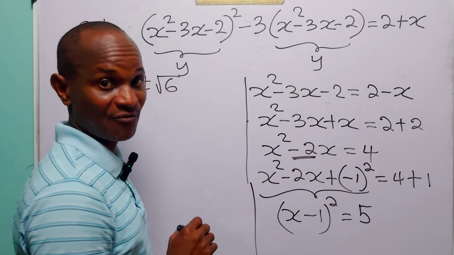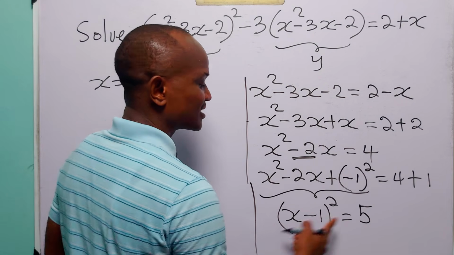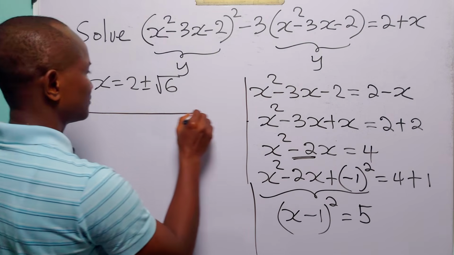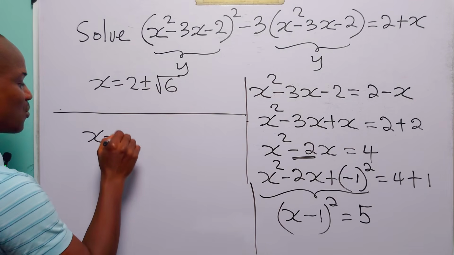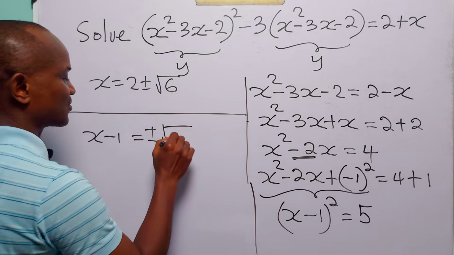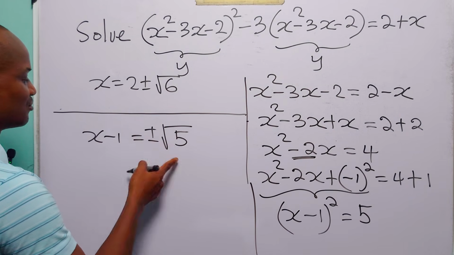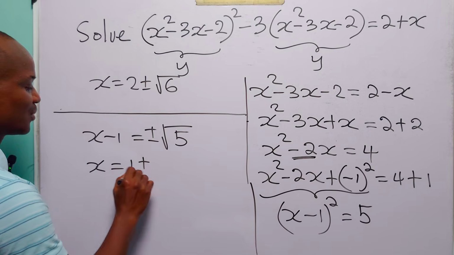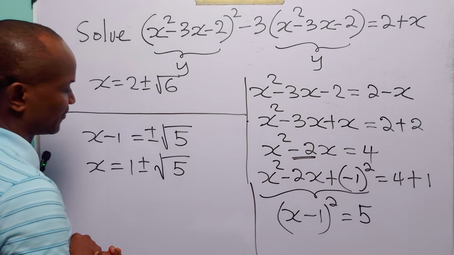And of course, the next step to solving this equation is to take square root of both sides of the equation. When we do that, we have that x minus 1 is equal to plus or minus the square root of 5. And of course, when we add 1 to both sides of this equation, we have that x is equal to 1 plus or minus the square root of 5.